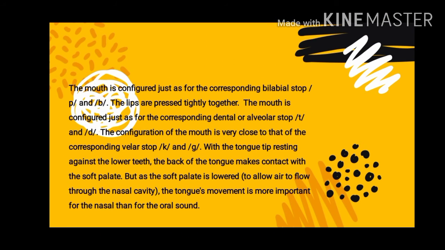For m, the mouth is configured just as for the corresponding bilabial stops p and b. The lips are pressed tightly together. For n, the mouth is configured just as for the corresponding dental or alveolar stops t and d. For ng, the configuration of the mouth is very close to that of the corresponding velar stops k and g.